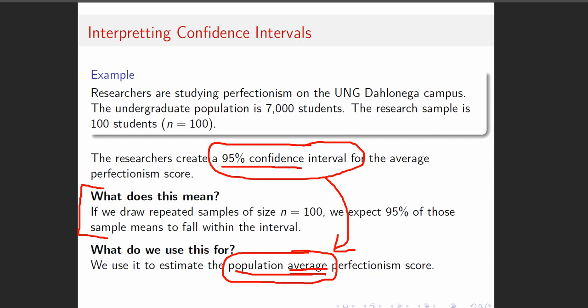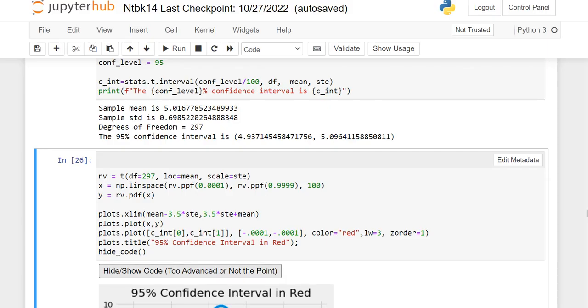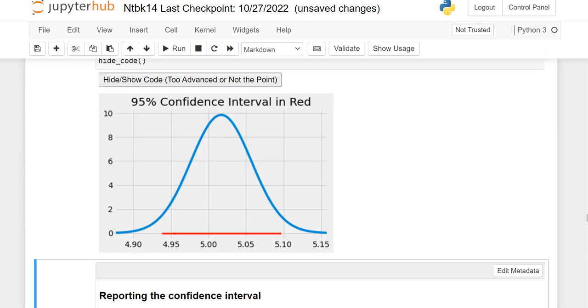But again, there is this nuance, and I just wanted to make it clear before you face the homework what we're dealing with. So now we're returning to our example, and what we're seeing here, in red, is the confidence interval. It's a 95% confidence interval.